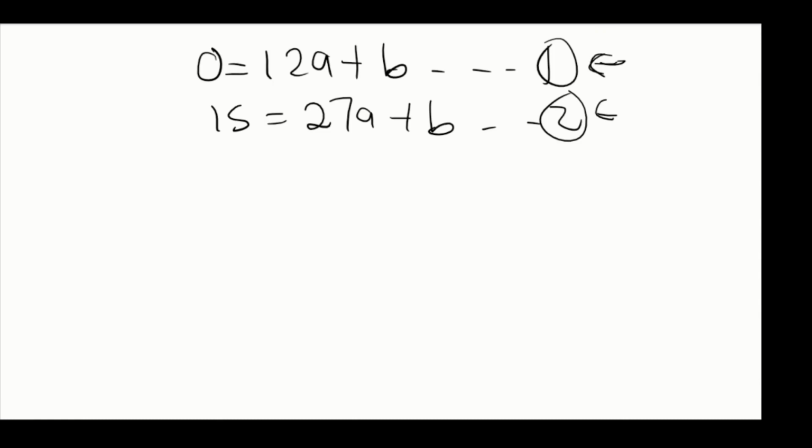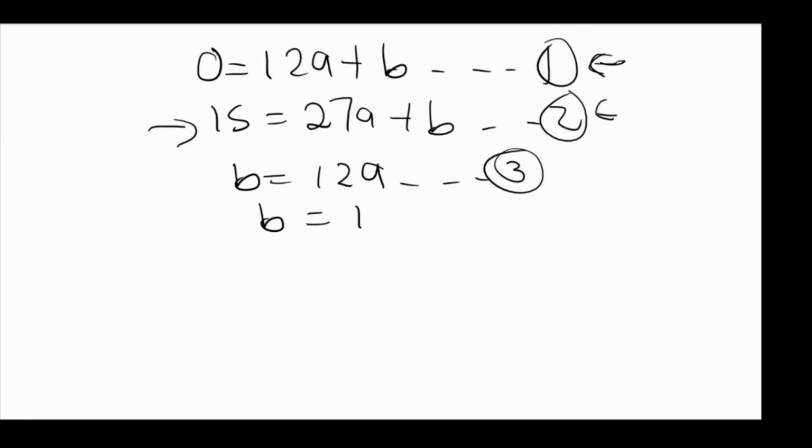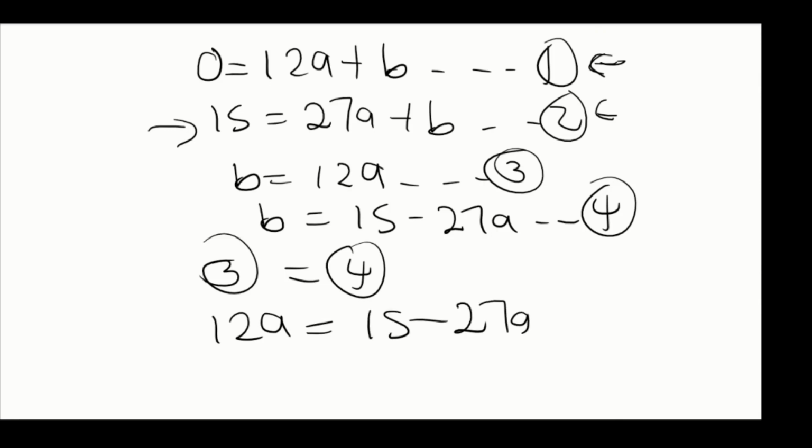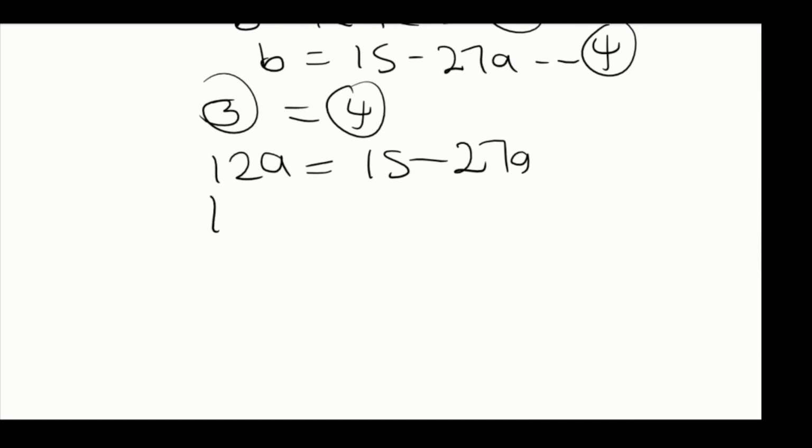So starting with equation 1, we can say b is equal to 12a, and say maybe it's equation 3. And then this one here, we can say b is equal to 15 minus 27a. We can say it's equation 4. So if we equate equation 3 with equation 4, we're going to get 12a equals 15 minus 27a. Then we transpose the 27a to the other side. We have 12a plus 27a equals 15.